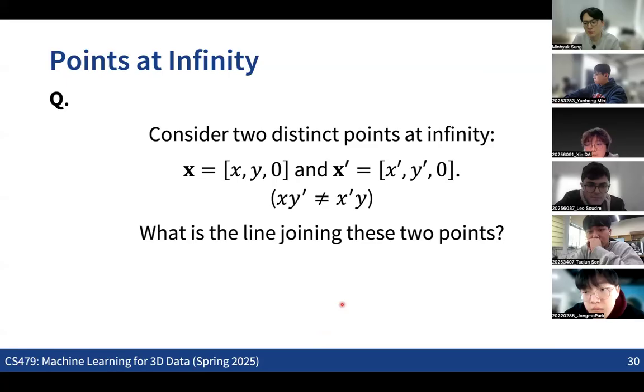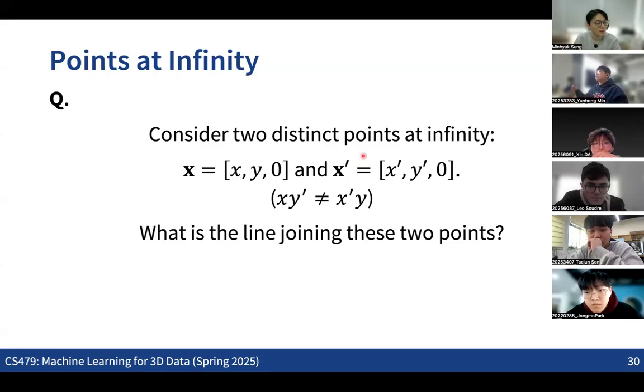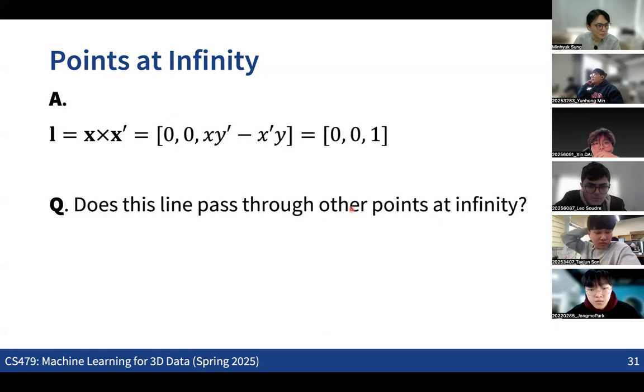As we have done in the previous slide, we can do the same thing by calculating the cross product. Since we assume that these two points are distinct points at infinity, which means they are not the same, we get these line parameters, dividing by this term. So now we can represent the line joining these two points as (0, 0, 1). Which means we can define the line joining two points at infinity. And the question is: would this line also pass through the other points at infinity? The answer is yes.